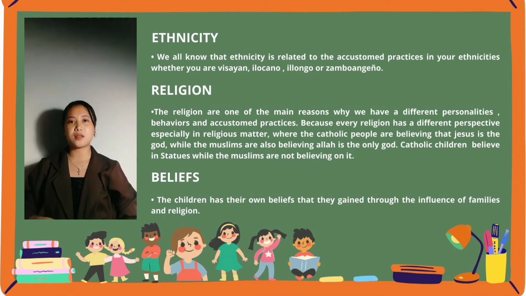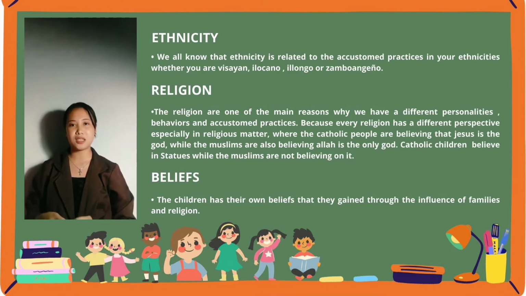The fourth factor is beliefs. Children have their own beliefs that they gain through the influence of family and religion. An example is superstitious belief, where some children believe that we should not sleep while our hair is wet because it may cause white hair. Another example is not putting a curtain in front of the door because you may experience bad luck, while most other children do not believe in this kind of superstitious belief.